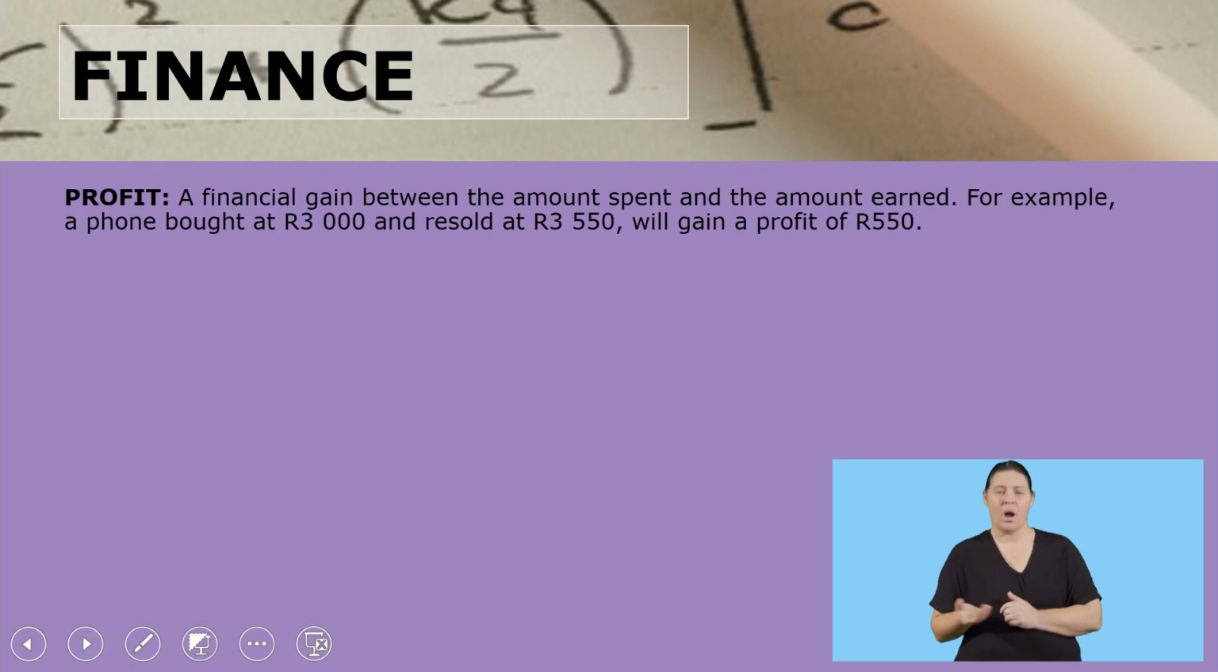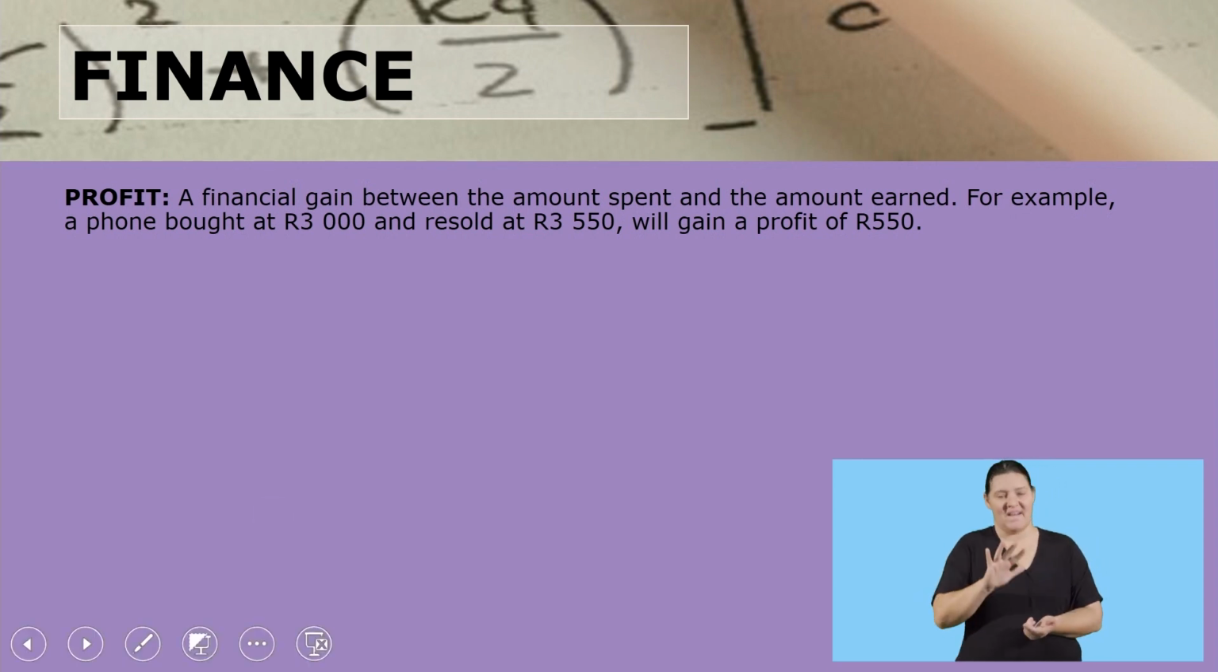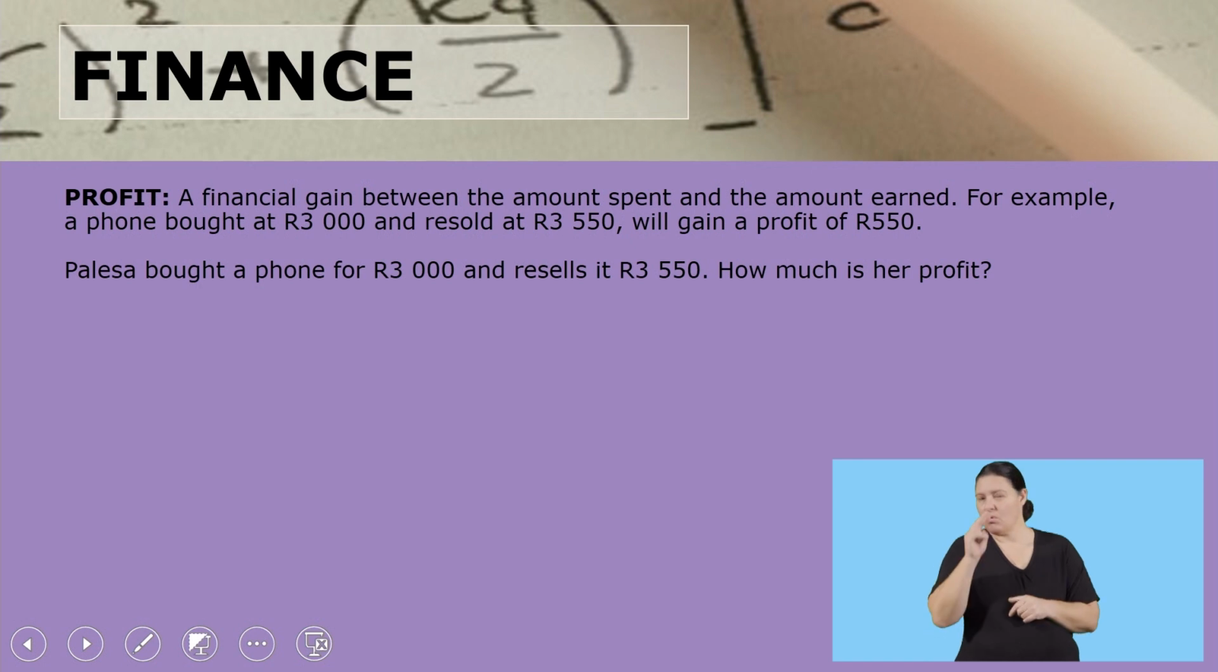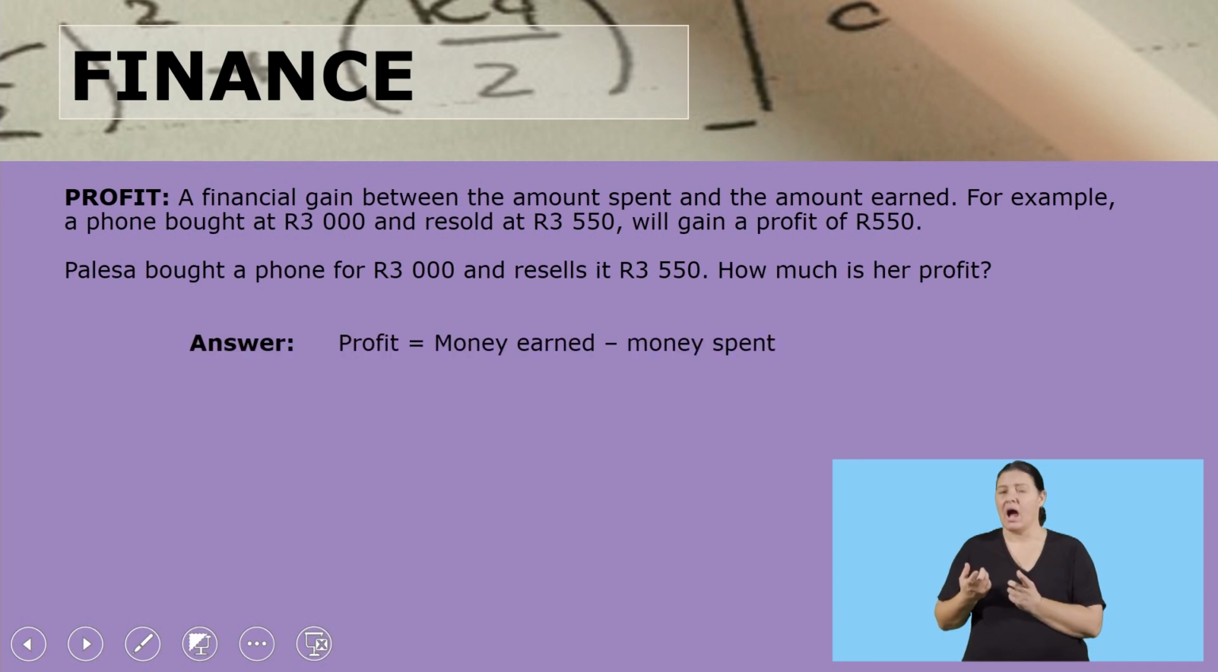What about profit? So a profit is a financial gain between the amount spent and the amount earned. For example, a phone bought at 3,000 rands and resold at 3,550 rands will gain a profit of 550. So let's see how we calculate that profit. Palesa bought a phone for 3,000 rands and resells it for 3,550 rands. How much is her profit?